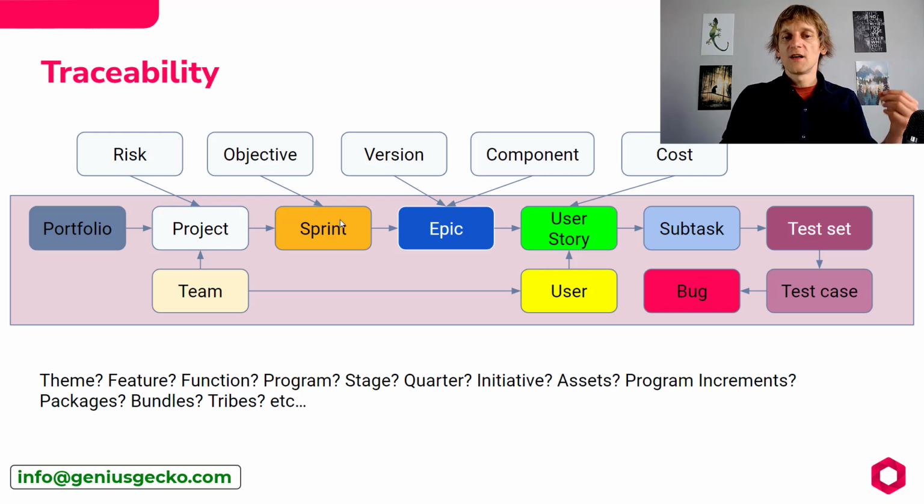You have objectives that can be defined for sprints or for projects actually as well. So there could be an arrow going this side. You have versions, you have components, you have cost that you can track as well. You have teams, you have users. And I didn't want to make it too crowded, but if you think about it, I could also add a theme, a feature, a function, a program, a stage, a quarter, initiative, assets, program increments, packages, bundles, tribes, and whatever else you want in there. It all fits either into BigPicture or into Jira, right?